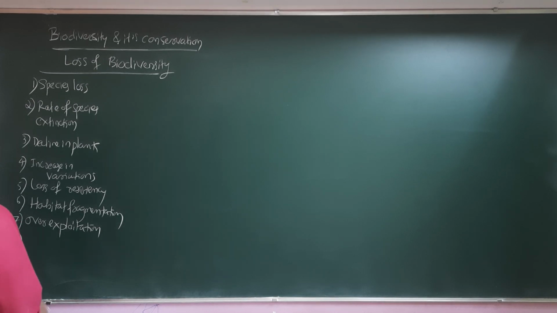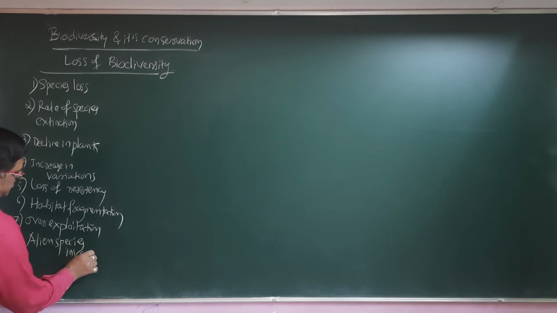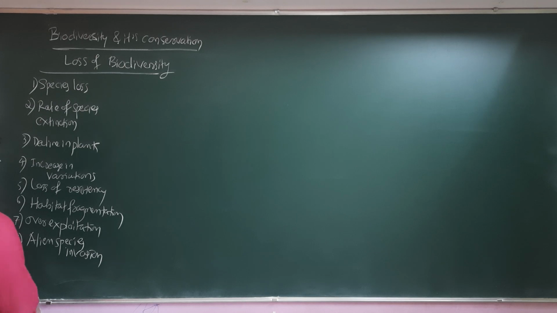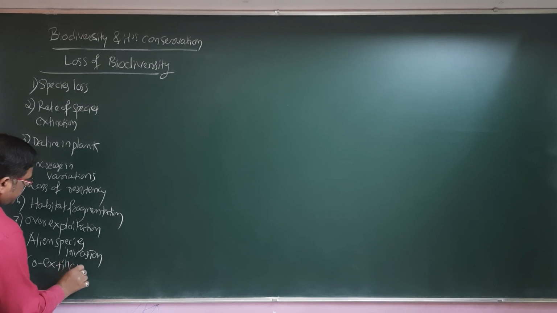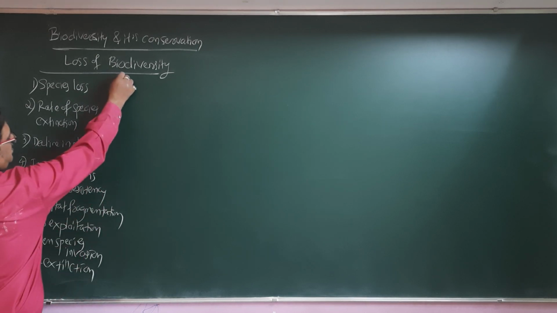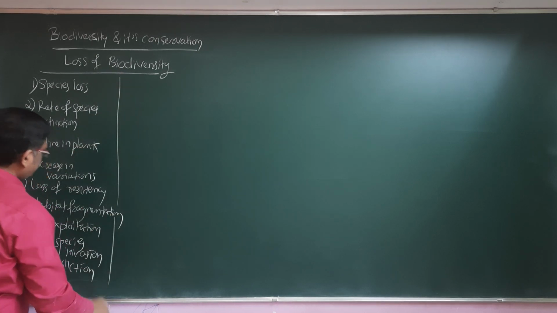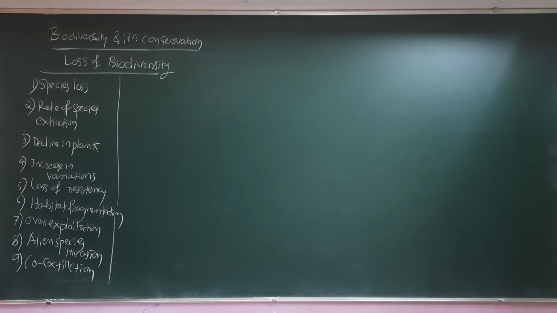Number 8, we are going to discuss alien species invasion. Number 9, co-extinction. So these are the number of reasons why species are getting lost from nature.